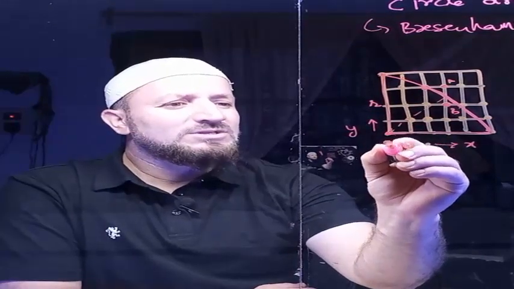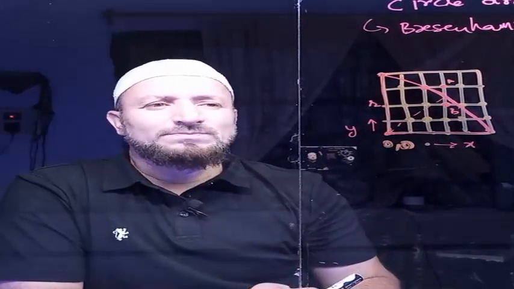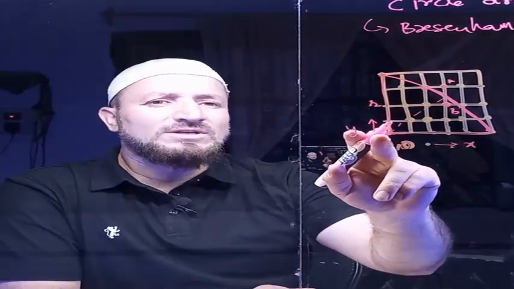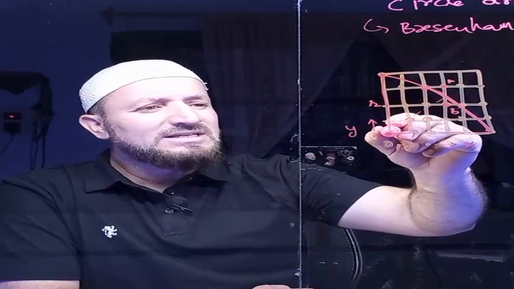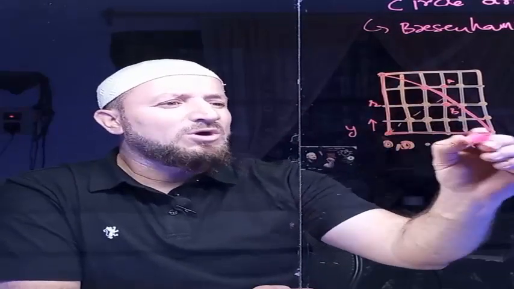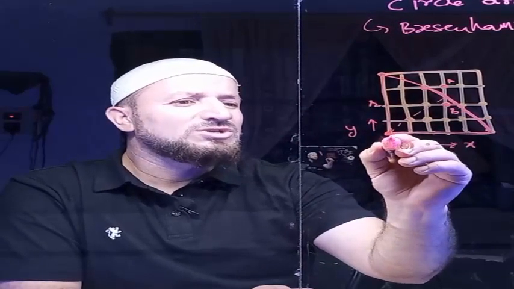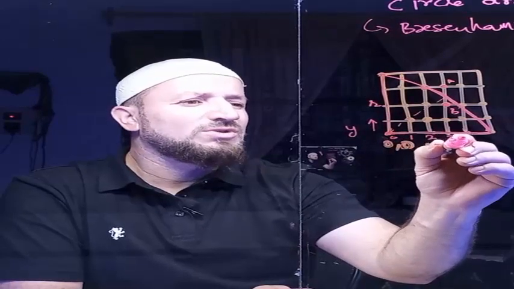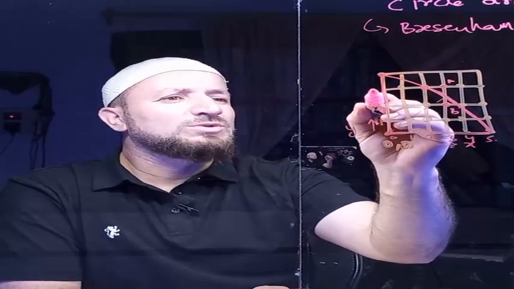Because this is my 0x, 0y, 0, 0. This is the center of the circle at the origin. Now if you look at it, x is on this line, so this is 0, this is 1, this is 2, this is 3, this is 4, this is 5. And for y, this is 1, this is 2, this is 3, this is 4, and so on.